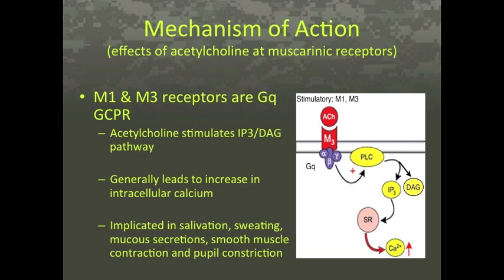A very important concept here is that acetylcholine directly opposes sympathetic activity, that is, it opposes the effects of epinephrine and norepinephrine. Clinically, activation of M1 and M3 receptors can result in undesirable effects such as bronchoconstriction and excessive oropharyngeal secretion.